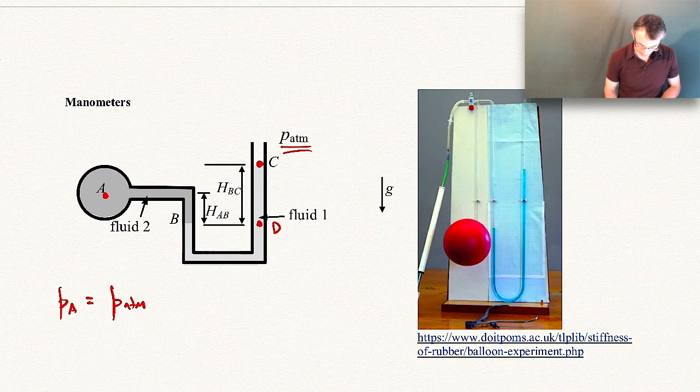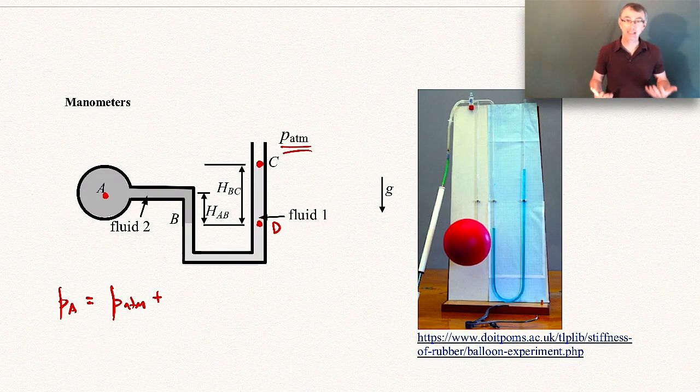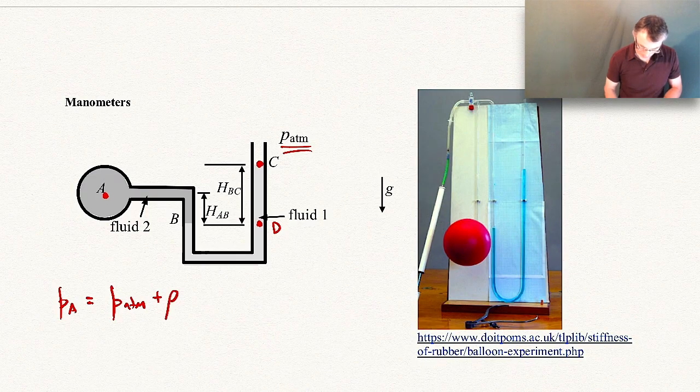So the pressure at D will be the atmospheric pressure plus I'm adding in the weight of the fluid. Because I'm moving down in the fluid, I'm adding some weight. The pressure has to increase to support the weight that's above it. And since I'm moving in fluid 1, I'm adding in the density of 1 times g times the distance I've moved, which is h_BC. Okay, so this is now the pressure at D.